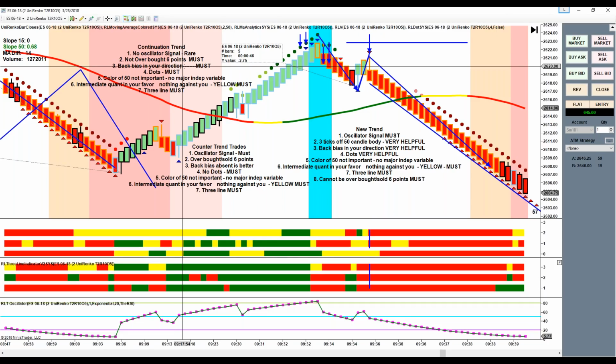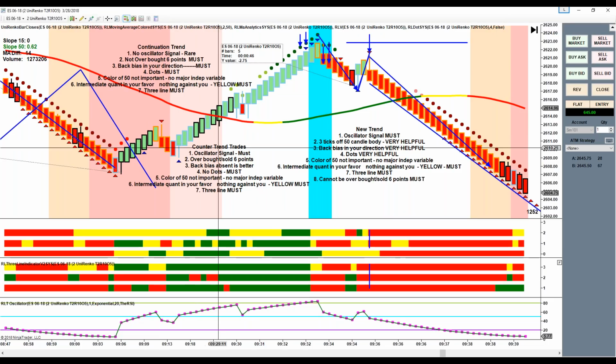Here's where the dots sort of replace the oscillator signal. They're a must. Oh, background bias is a must. The dots are a must. The color of the 50, again, is not important. And as always, the intermediate quant and the 3 line are a must.